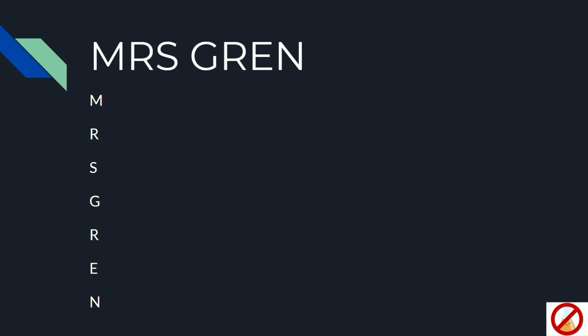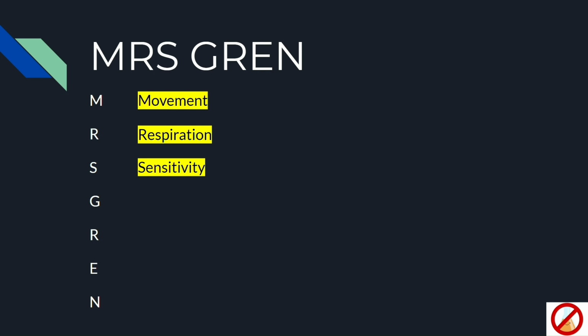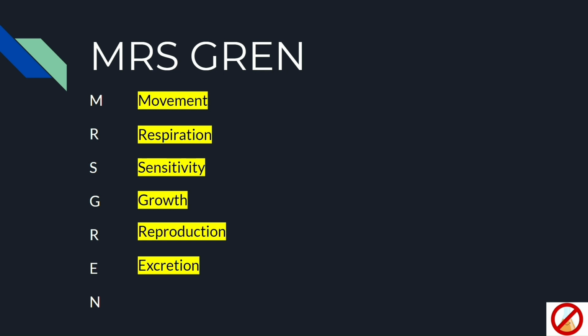What's M for? M is for movement. R is for respiration. S is for sensitivity. G is for growth. R is for reproduction. E is for excretion. And N is for nutrition. So these are the 7 criteria for something to become an organism. They must have all 7 requirements.